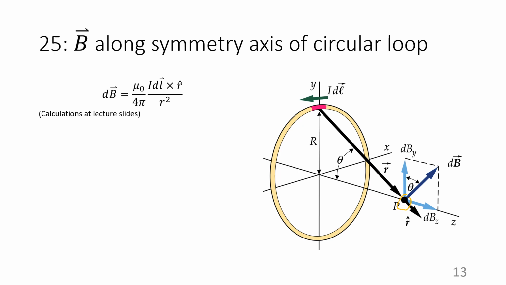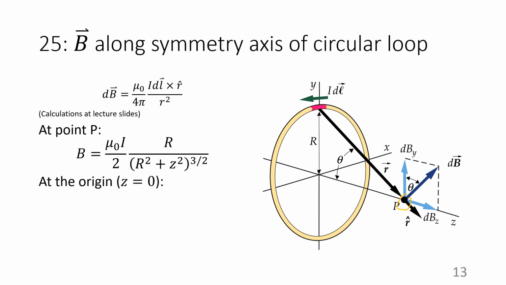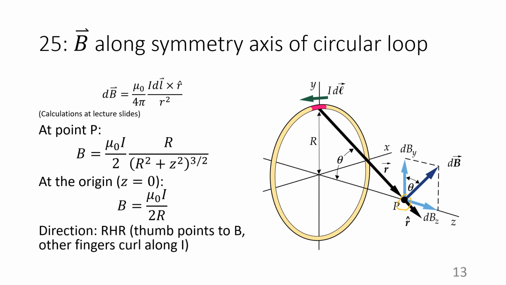We start with the expression for the magnetic field generated by an element current segment I dl. For brevity, we skip the integration and go straight to the result. B is equal to mu naught I over 2 times r squared divided by r squared plus z squared raised to the 3/2 power. It's rather a complicated expression. So let's explore trying to simplify it. At a special case where we determine B at the origin itself, so we set z equals 0, this quantity simplifies greatly to, well, B is equal to mu naught I divided by 2r. Thankfully, its direction, as with previous examples, is determined by the right-hand rule. Point your thumb to B, and the other fingers should curl along I.